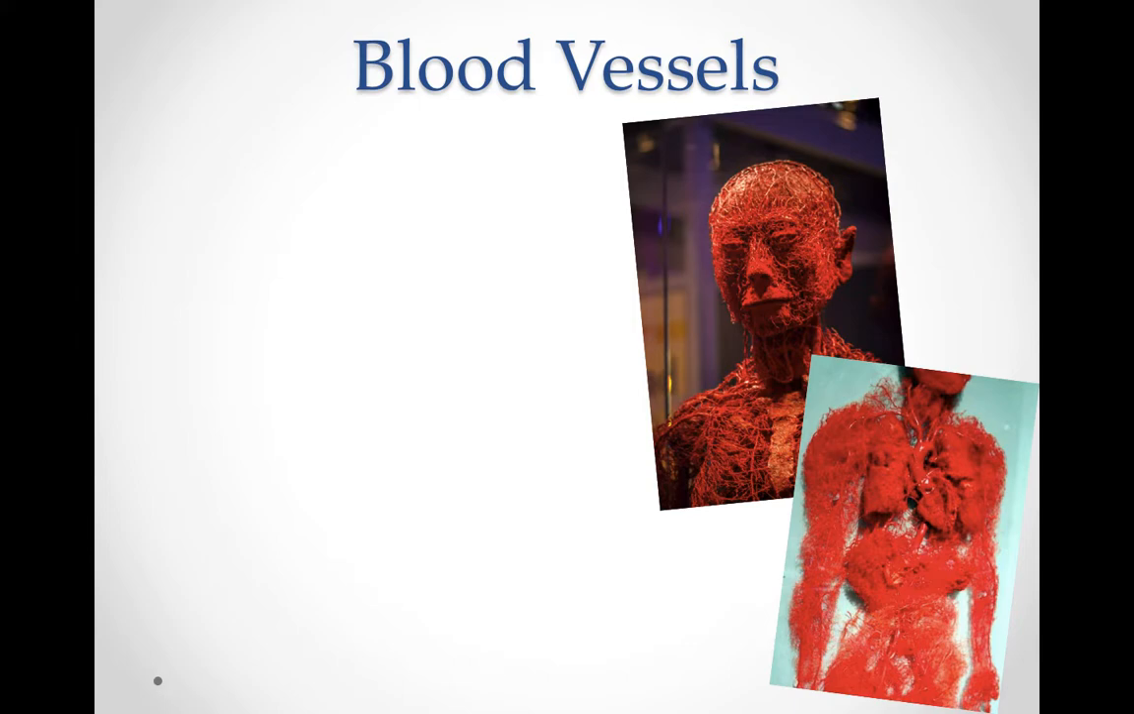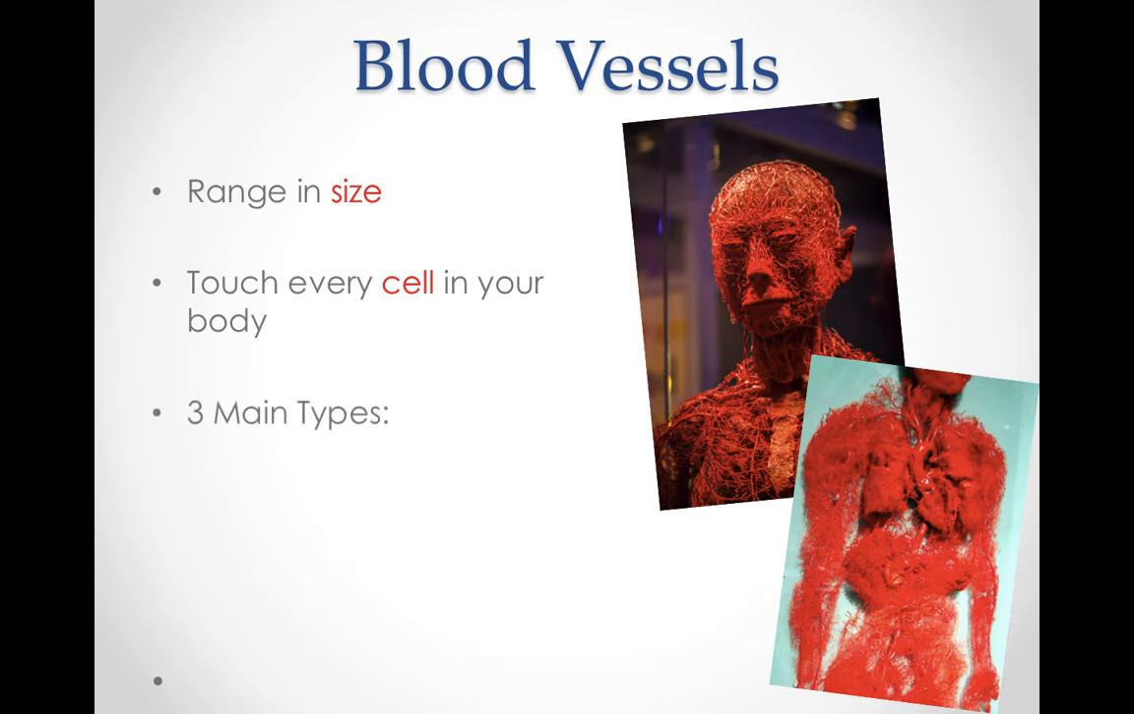Okay, let's talk blood vessels. Some key concepts about blood vessels is that they range in size. The largest blood vessel in your body is about 3 centimeters in diameter, all the way down to just 1 cell thick. They also touch every single cell in your body because every cell needs oxygen. So they have to get that from those blood vessels, which is why the blood vessels get so tiny, so that they can touch every cell in your body. We have 3 main types of blood vessels that we're going to look at. You probably have seen these names before: arteries, veins, and capillaries.